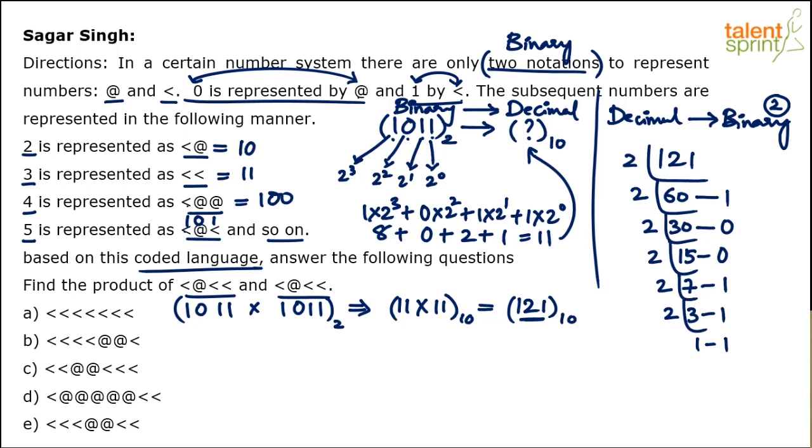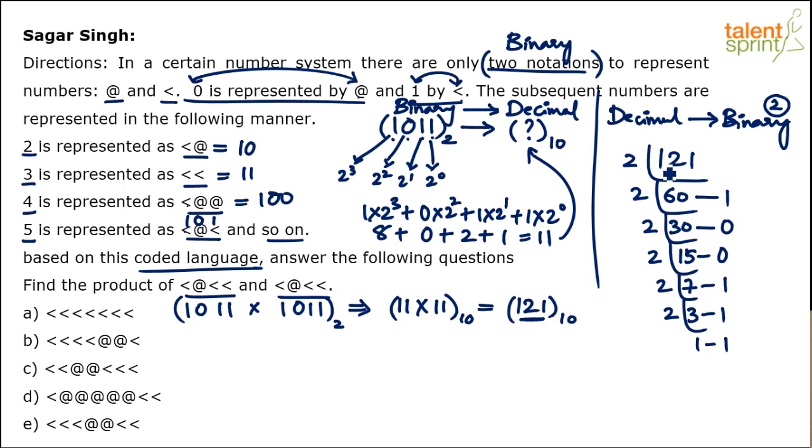So continuously divide by 2 and find the remainders, which can be 0 or 1, right? When you're dividing a number by 2, there are only 2 possible remainders. Either it will be 0 or 1. The remainder cannot be 2, because if the remainder is 2, that number can be divided by 2 once again. So a remainder of 2 is not possible when the divisor itself is 2, right?